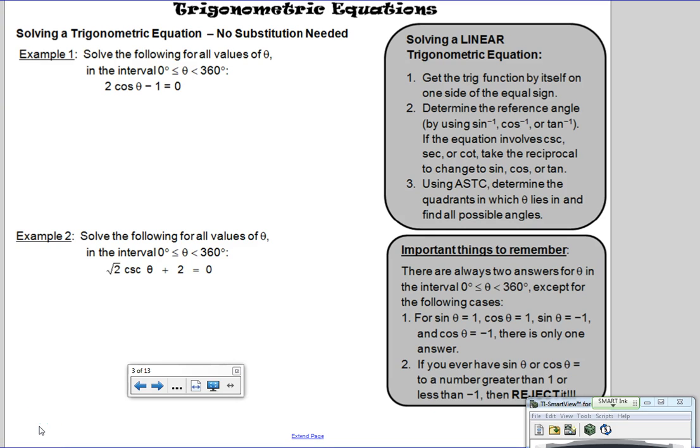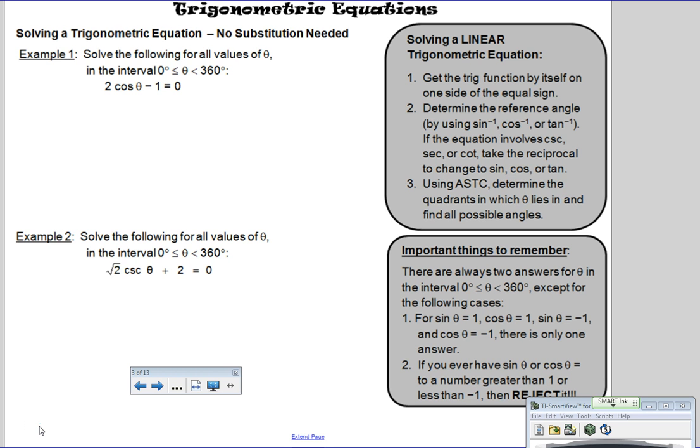Hi, today we're going to be solving trigonometric equations. For example, in number 1, we want to solve the following for all values of theta in the interval 0 degrees less than or equal to theta less than 360 degrees. So what that basically is saying is that they want you to find all the angles from 0 to 360 that work in that equation. 2 cosine theta minus 1 equals 0.